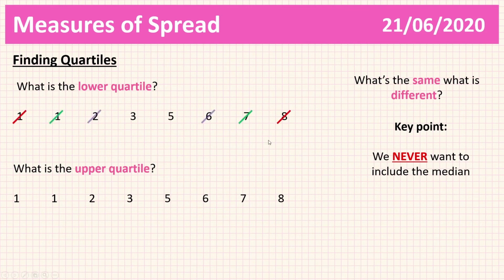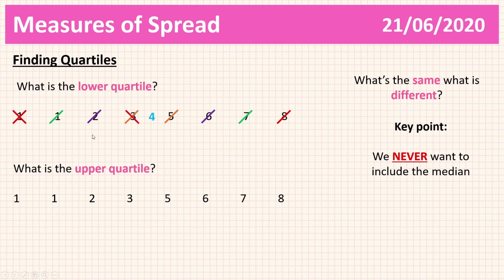So we're going to answer the top bit, and we're going to work out the lower quartile. First thing we do, we find the median, which is still 4. That hasn't changed, so it's exactly the same. However, let's have a look at what happens when we try and find the lower quartile. Once again, we're going to find the middle of the bottom half of our data.